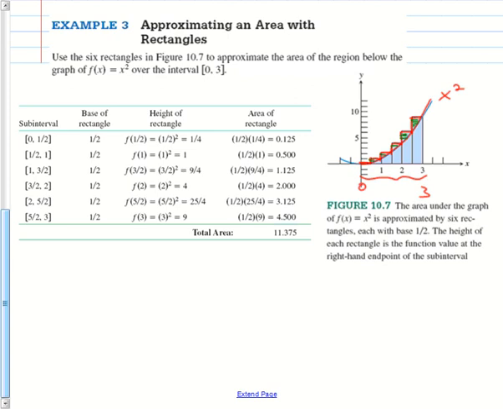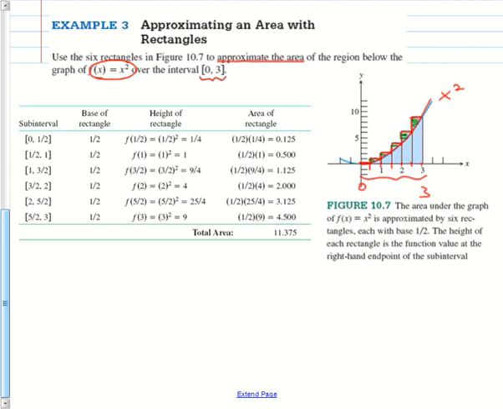So if they say, use the 6 rectangles in this figure to approximate the area of the region below the graph, f of x equals x squared, over the interval from 0 to 3. Well, I know the area of a rectangle is base times height, length times width, whatever you want to call it. And I know how wide it is: 1/2. Why is it 1/2 wide? Where did we get that?